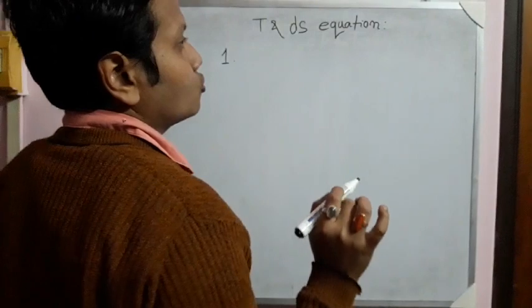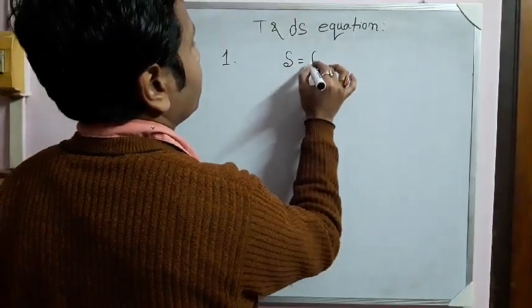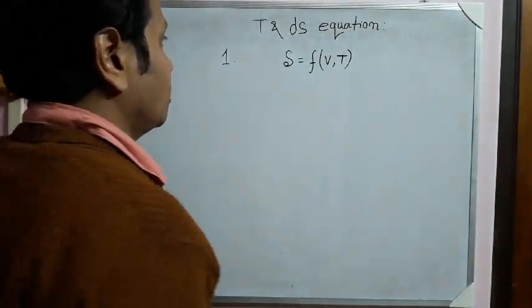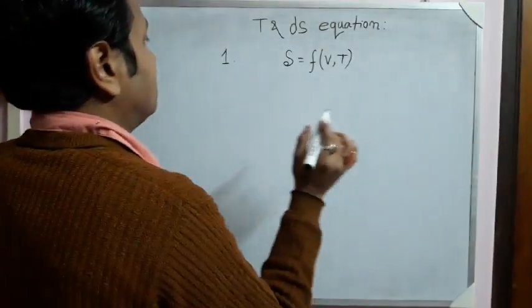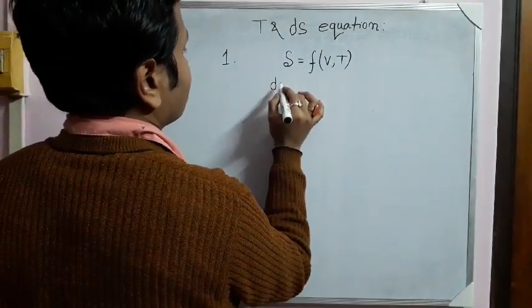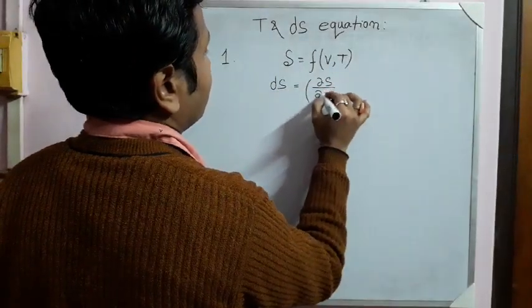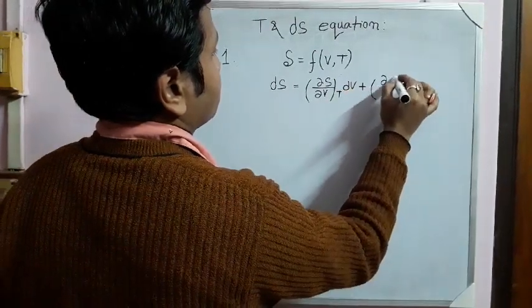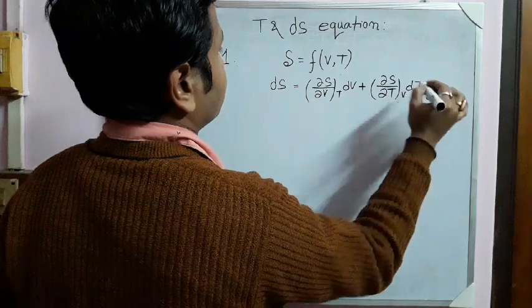To derive the first T dS equation we have to assume entropy as a function of volume and temperature. Now since dS is a perfect differential, we can write dS equals (del S/del V) at constant temperature dV plus (del S/del T) at constant volume dT.